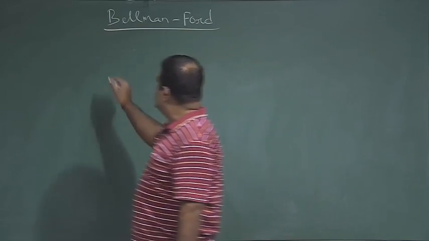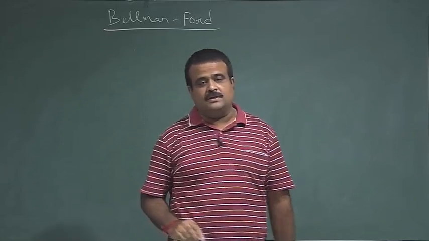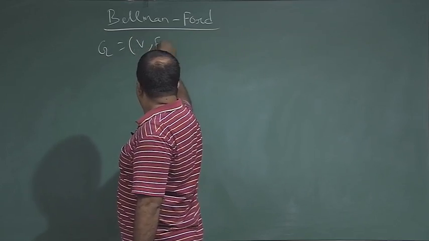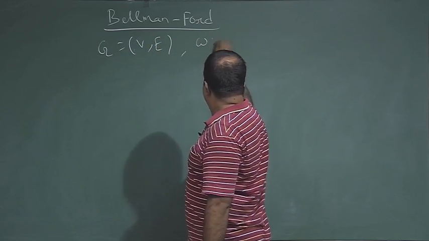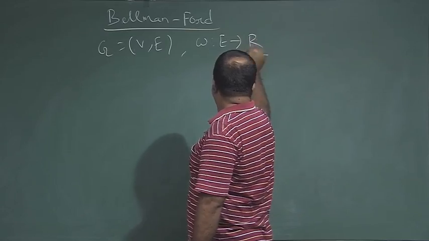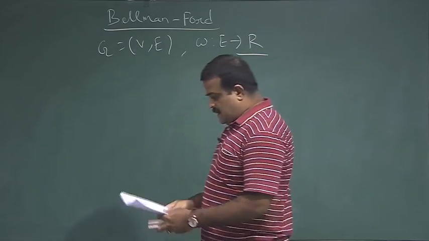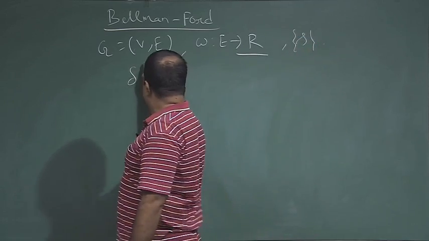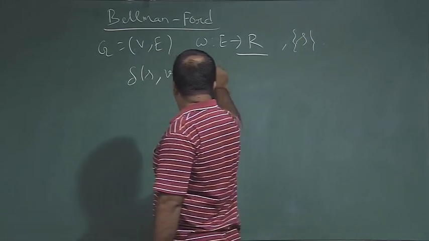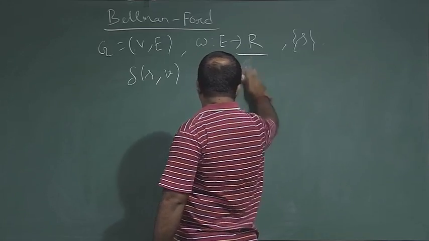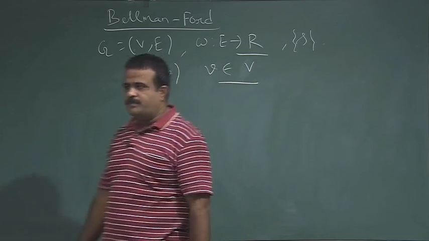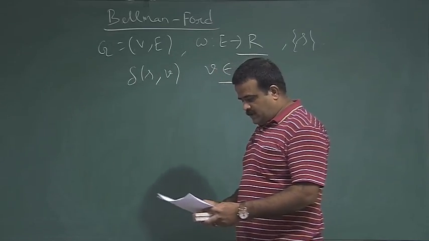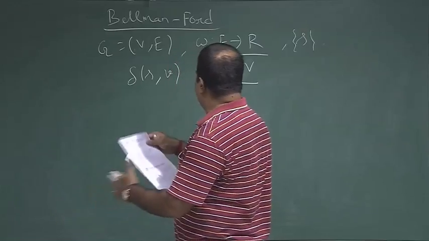So here our input is, this is also a single source shortest path problem. We have a graph G comma E, and here we are allowing negative edges also, and we have a source vertex. Either it should give us delta of S comma V from all other vertices V, or it should report that there is a negative cycle in the graph. Okay, so let us write the code for the Bellman-Ford algorithm.